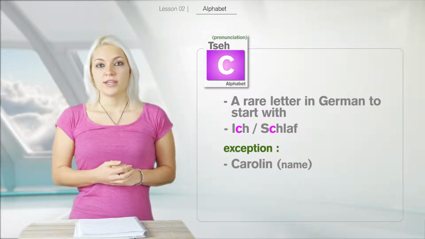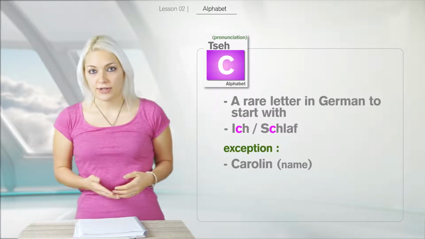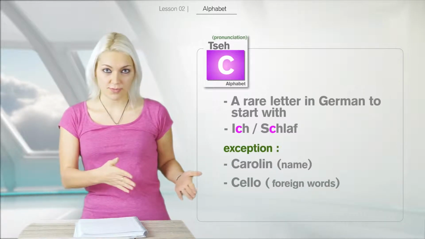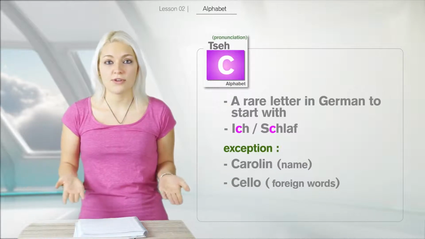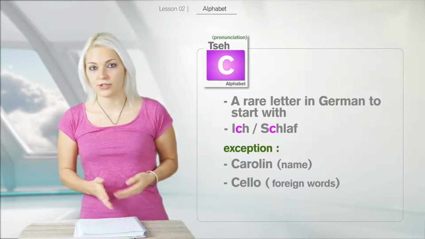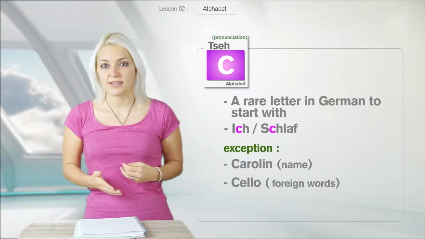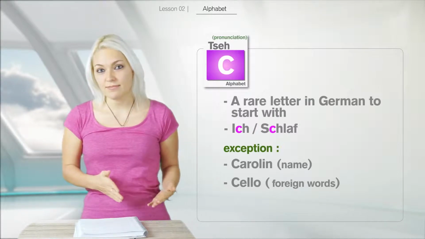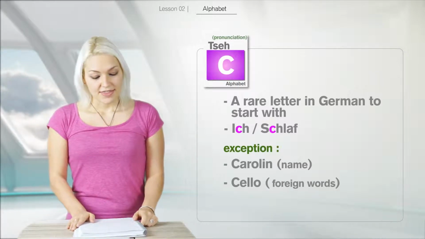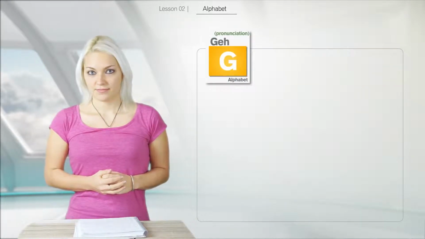Then we do have the letter C in words that are coming from another language. So, for example, let's take the Italian word cello, the instrument. And we also pronounce it cello because we take the foreign pronunciation into the German language. And so that's the only case where you might see a C, either in a name or in foreign words.